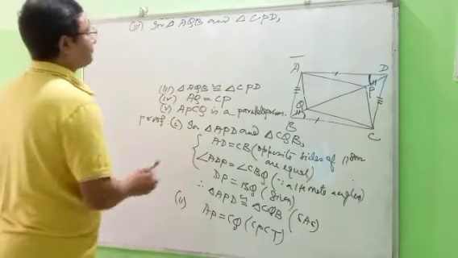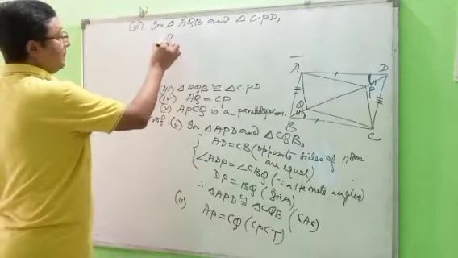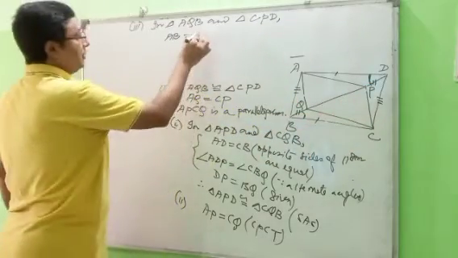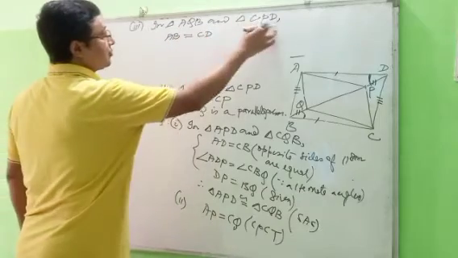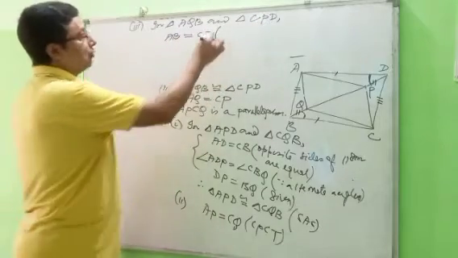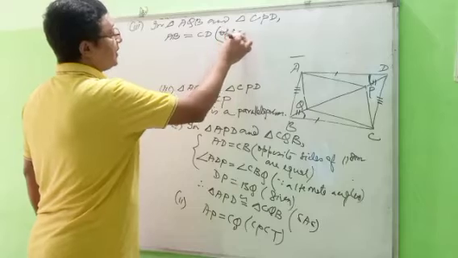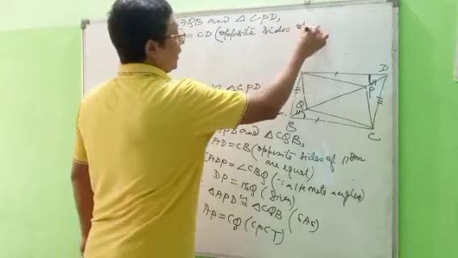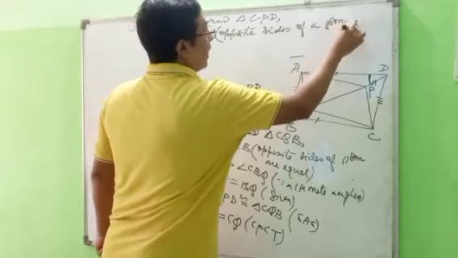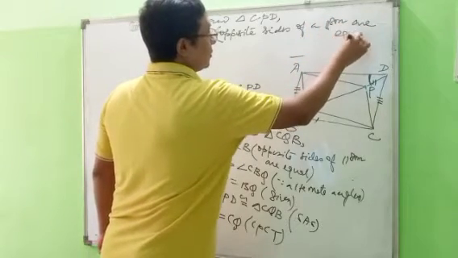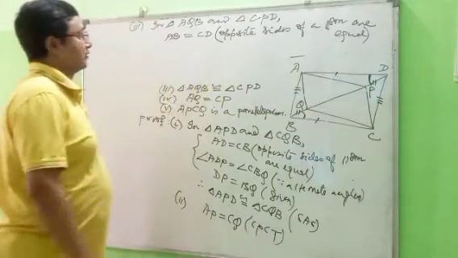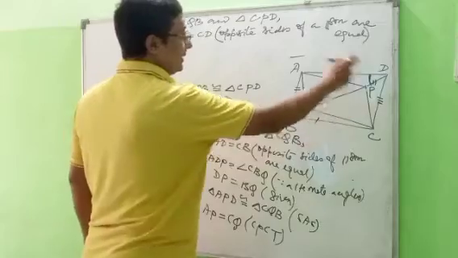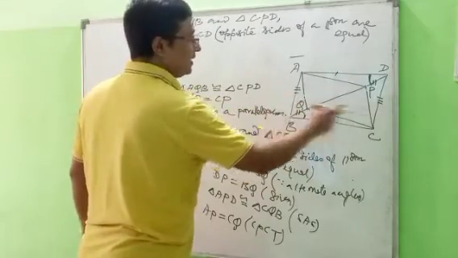So here AB equals DC. So AB equals CD. Why? Because opposite sides of a parallelogram are equal. So that is the first condition.